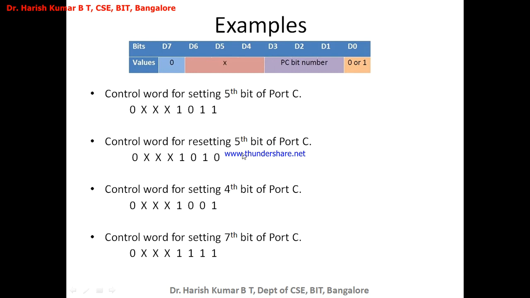And similarly, how do I reset the 5th bit of port C? It's the same. So the 5th bit, I have to reset, right? Make D0 as 0. Now one more example. I have a control word for setting the 4th bit of port C. Now which bit do I have to set? 4th bit, 1 0 0, that is 4.